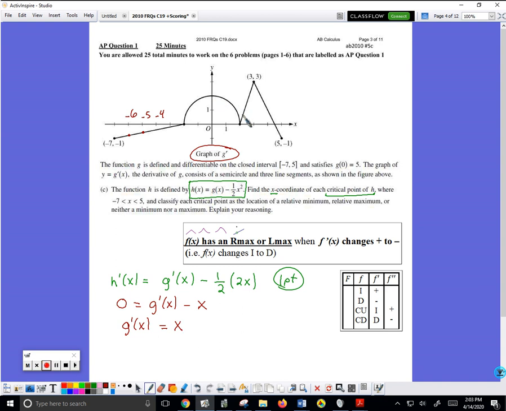Over here there's going to be a spot. Visually it appears to be about right in here, where the y-coordinate of g prime is the same as the x. So I have to find that somehow. This is where the problem becomes extremely difficult. Well, in my opinion, it becomes very difficult. So I keep moving because I don't know how to do that.